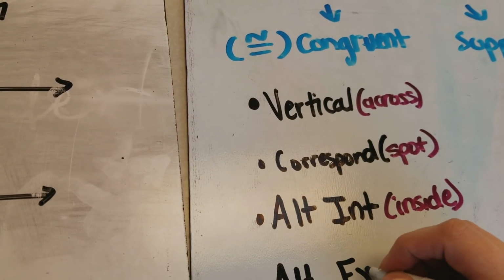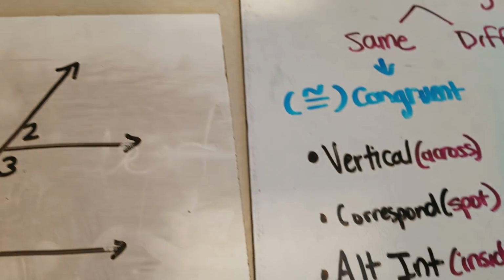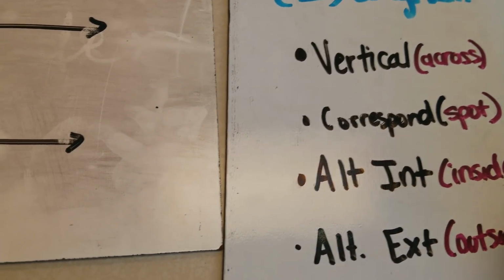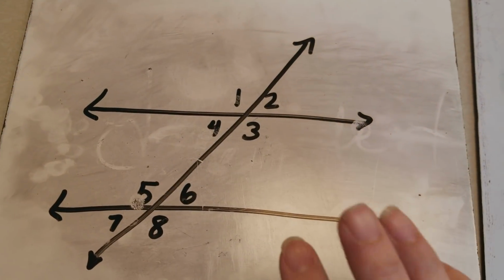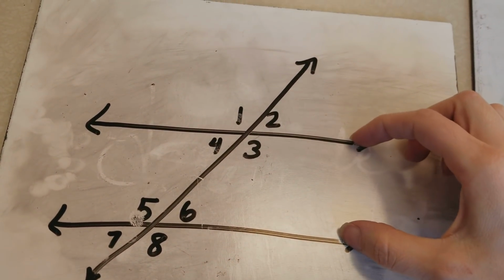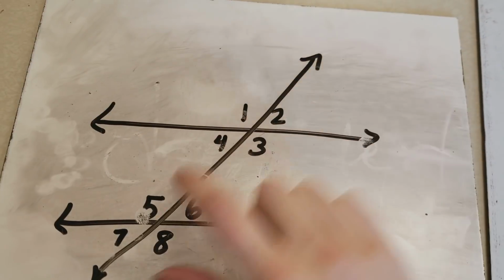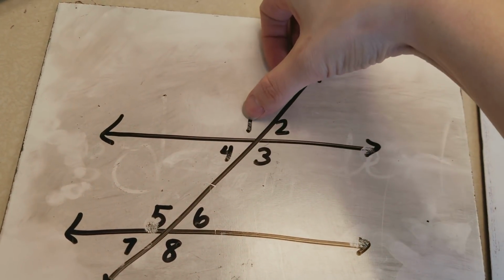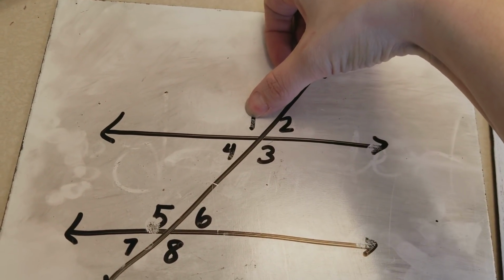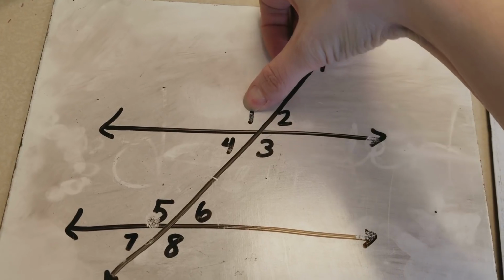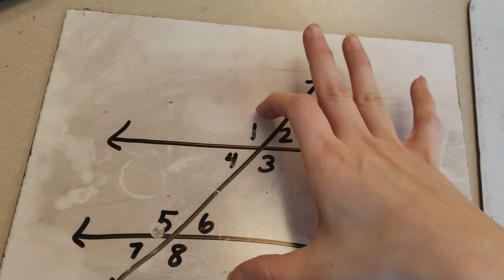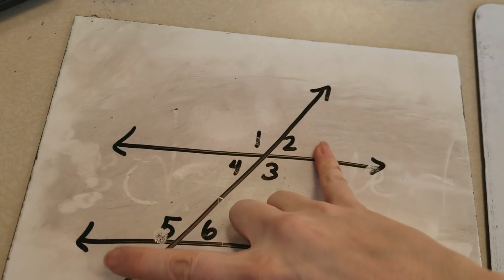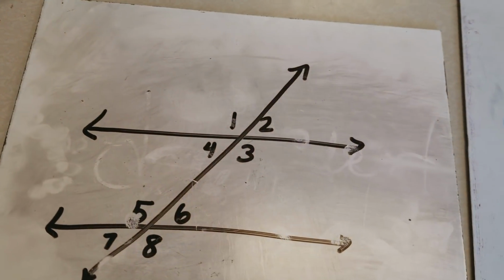The fourth word is alternate exterior. And the word exterior is the important part there. It means they are outside the parallel lines. So if we go back to our image, only 4 angles fall outside of the parallel lines: 1, 2, 7, and 8. The 1 has to be opposite, that's what the alternate word means, and the same. So 1 and 8 are obviously congruent. They're both obtuse angles. Okay? And 2 and 7 would be alternate exterior.